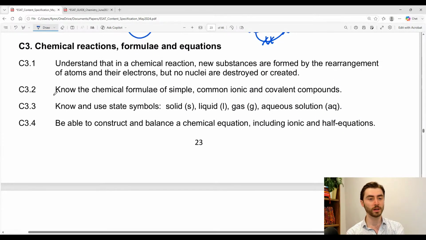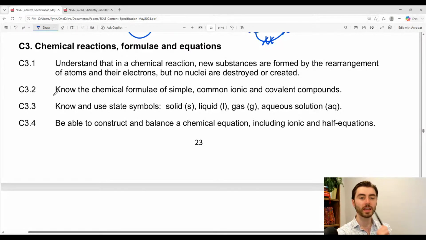So C3.1, understand that in a chemical reaction, new substances are formed by the rearrangement of atoms and their electrons, but no nuclei are destroyed or created. That tracks. It's done by electrons. Nuclei untouched, electrons transfer or get shared. Atoms get rearranged, but the nuclei themselves stay exactly as they are. So if there are 12 carbon atoms before, there will be 12 carbon atoms after.